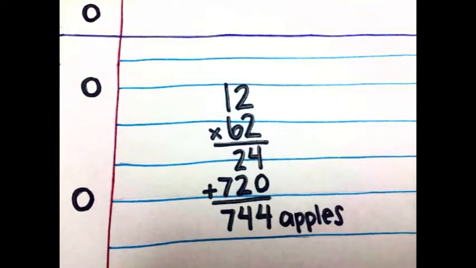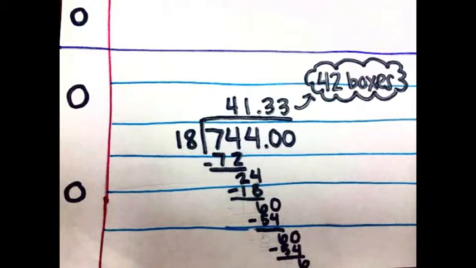Now she took the 12 batches and multiplied it by the 62 apples it would take per batch and got 744 apples. She then divided 744 total apples by the 18 apples per box and got 41.33. Since she could not buy a part of a box of apples, she rounded this number as well, giving her 42 boxes of apples. This would be the right amount to make 100 apple pies.